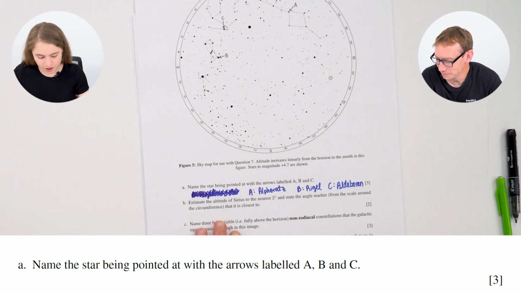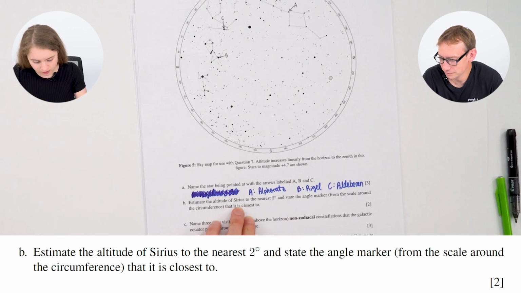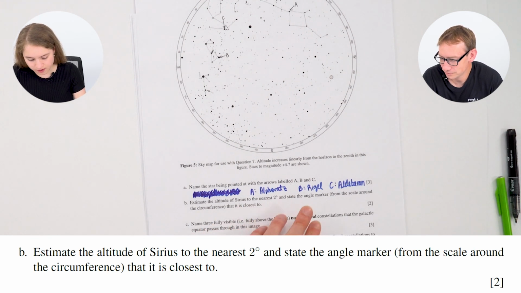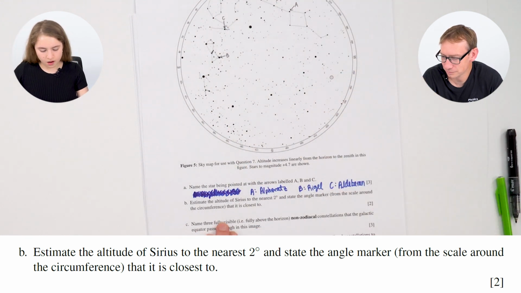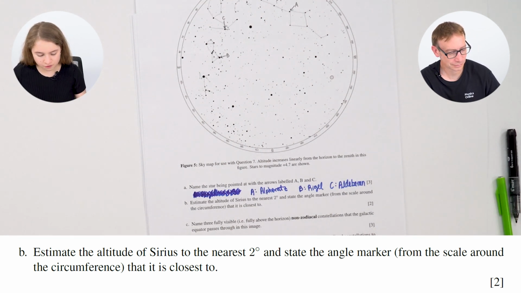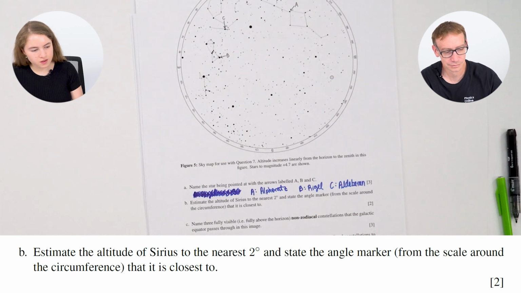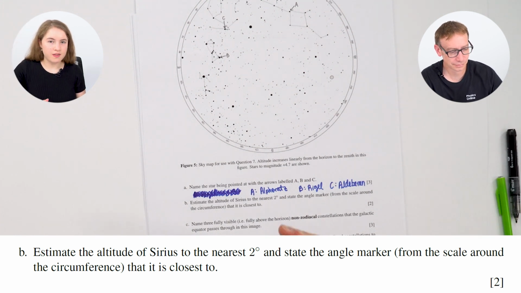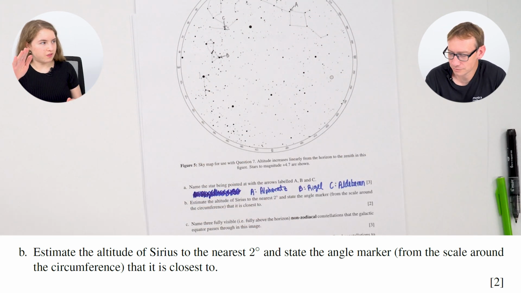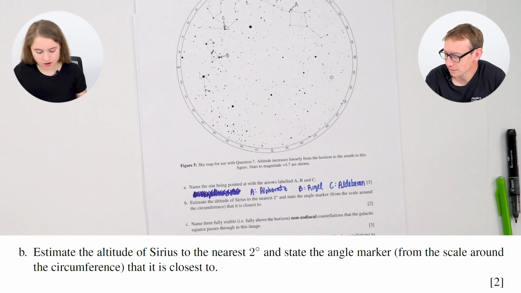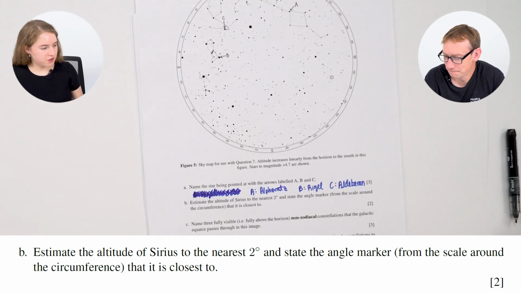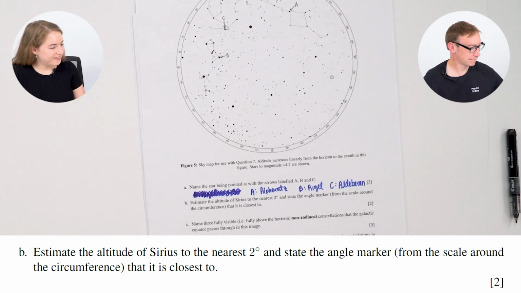So for example, part B, estimate the altitude of Sirius to the nearest 2 degrees and state the angle marker from the scale around, so here, that it's closest to. And again, the OBS guide available on the website will guide you through the standard method for estimating the altitudes of stars. The altitude of a star is the angle from the horizon to that star, sort of how high it is above the horizon. And there is a method for doing this. If I could just borrow the ruler.